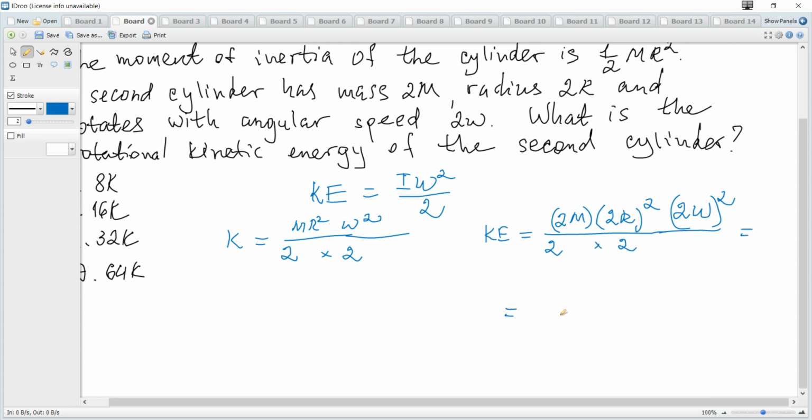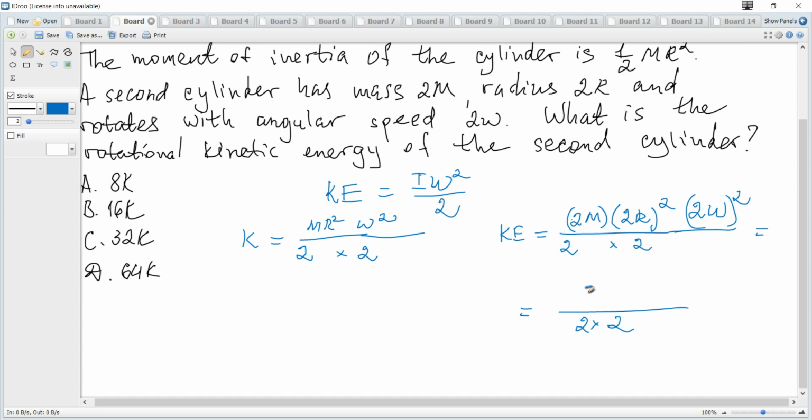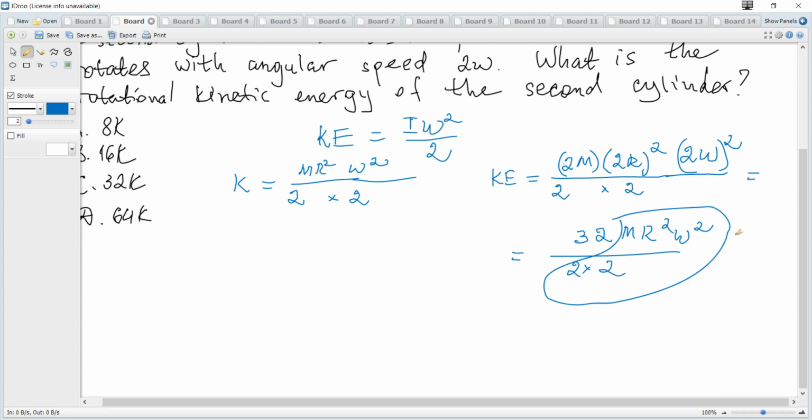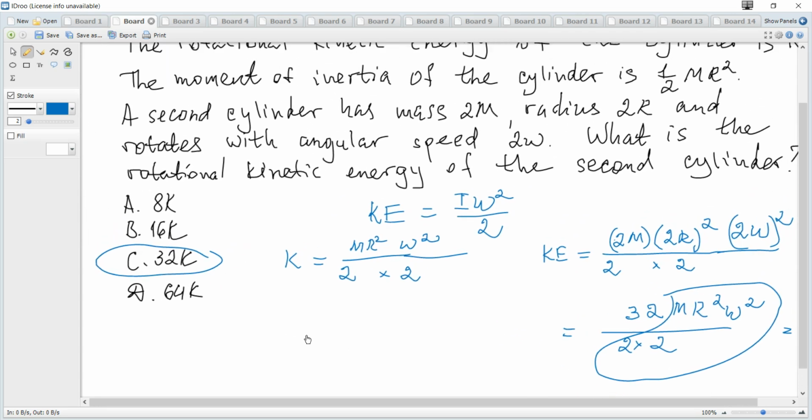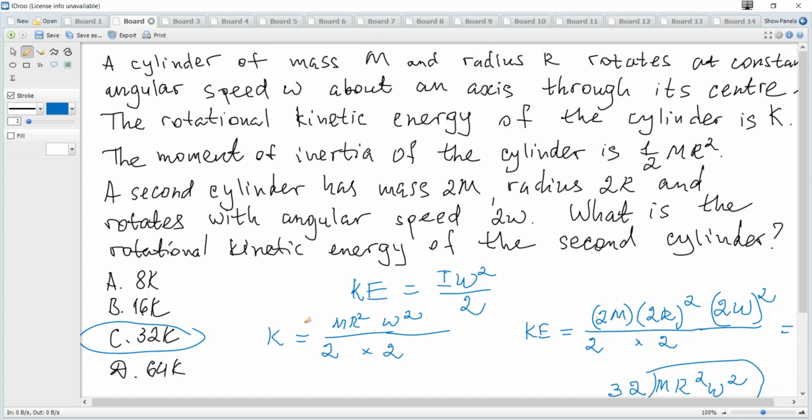And it becomes, I keep this 2 times 2, but it arises 2 times 4 times 4, so it's 32 times mr squared omega squared, and we can see that this is K, the kinetic energy for the first. So it becomes 32K. So it's C. And that's all for this question.